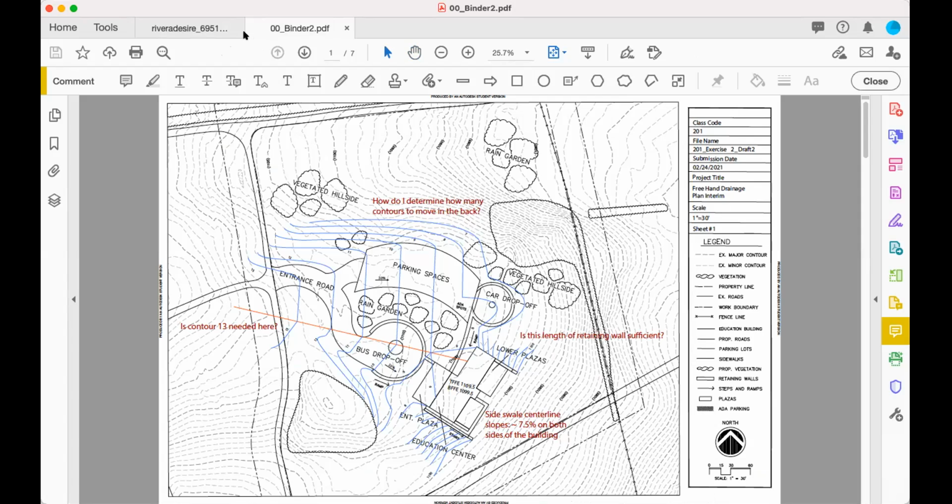Okay, I see your questions. Is the length of the retaining wall sufficient? For this one, you will check the BFFE and the backyard elevation. And how do I determine how many contours? Yeah, this is a good example. Having the existing contours dark enough so we can see exactly how many contours you need to move is a good thing. With your current contours, you actually created some pretty good space for rain gardens in this area. So I'm not going to recommend tightening them up at this moment.